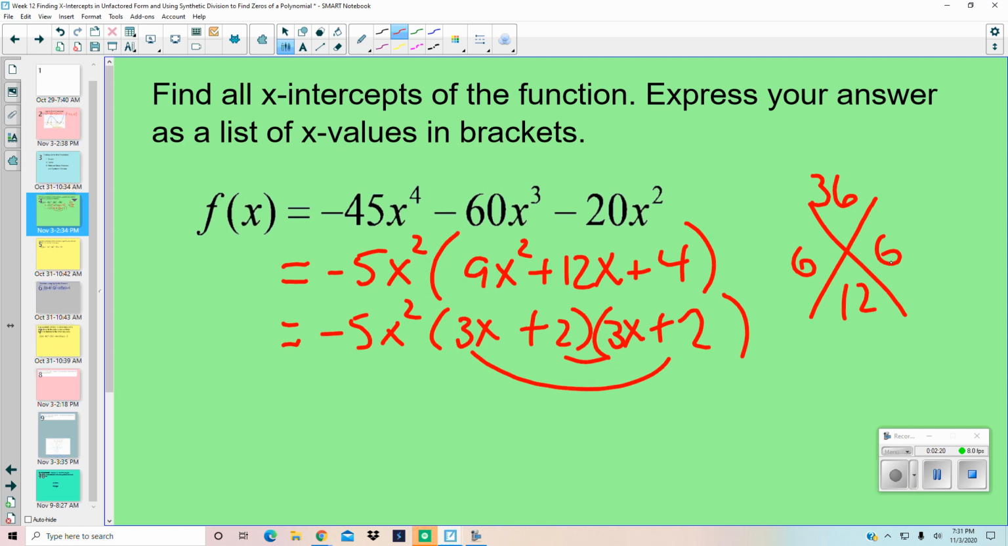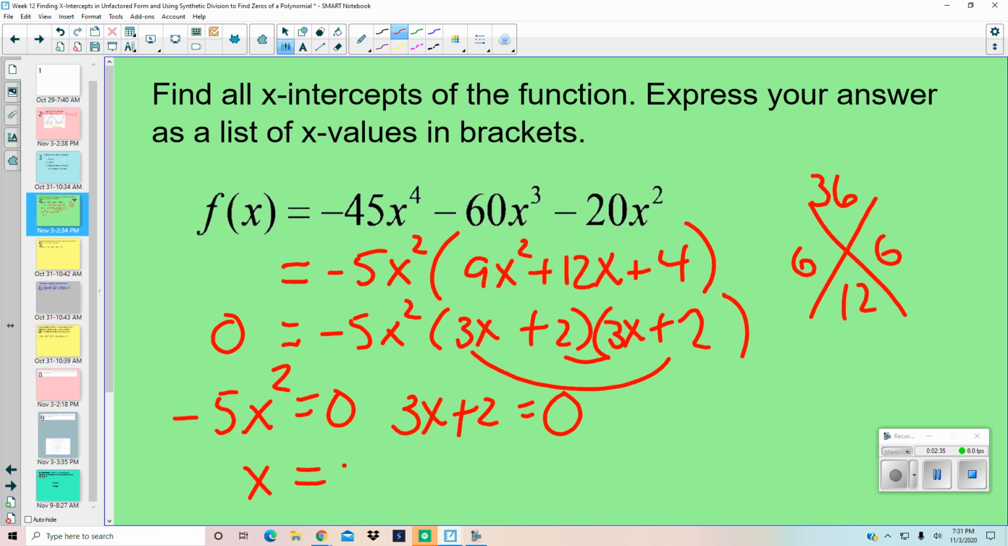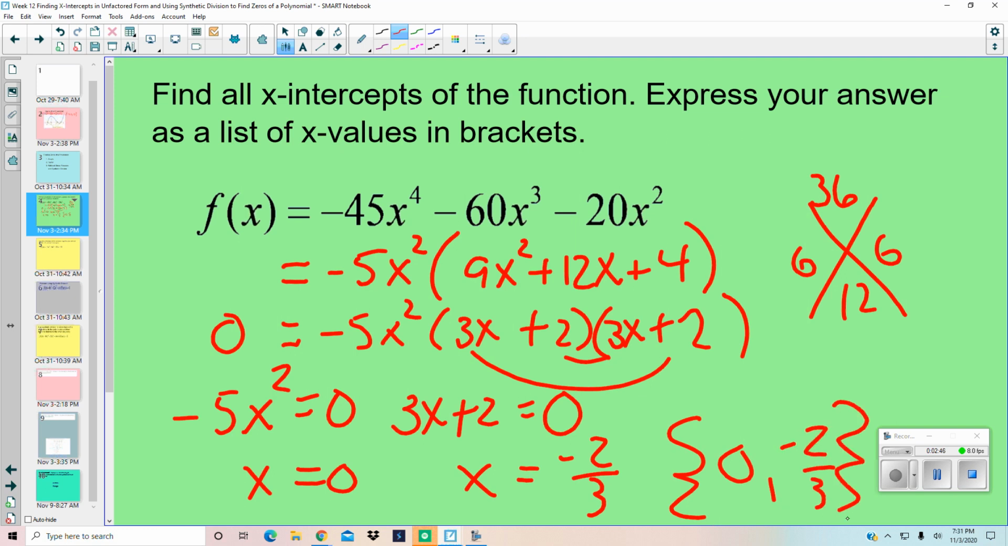So now if I'm trying to find the zeros, I need to set each factor equal to 0 and solve. 3x plus 2 equals 0 just one time because there's 2 of them. So this is going to be x equals 0. This is going to be x equals -2/3 when you solve for x. So when you write your solutions, you put it in brackets, and there would be your zeros.